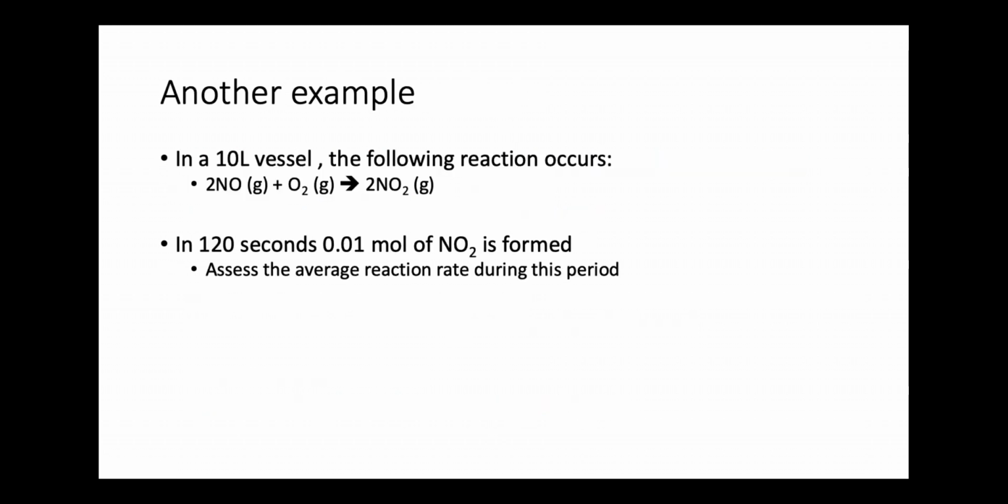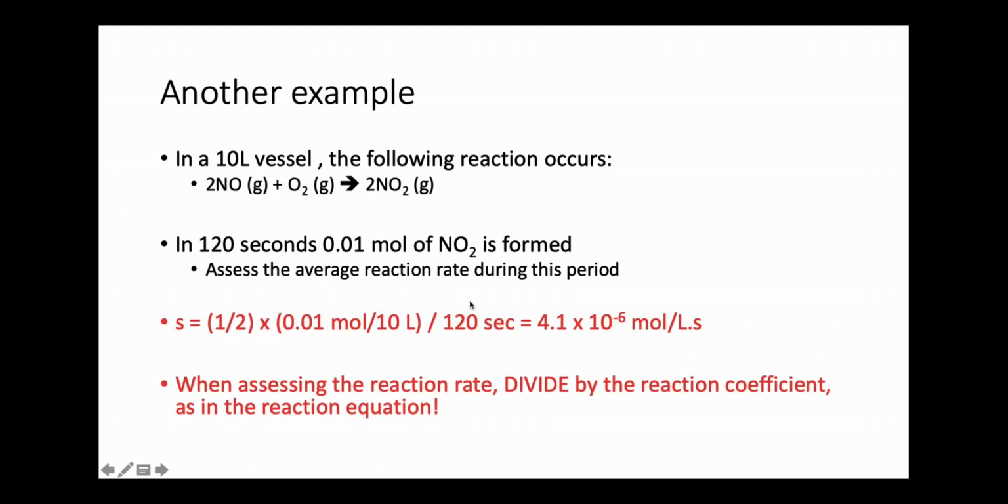Other example, 10 liter vessel, and then I have the following reaction, NO plus O2 becoming 2NO2. And after 120 seconds, it appears that there is 0.01 mole of NO2. So the rate for this reaction, we do it again. The number of moles divided by the volume, that's the molarity, per 120 seconds, but now you see times 1.5.